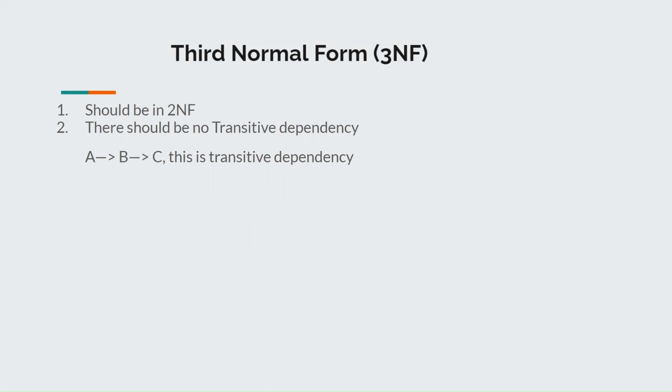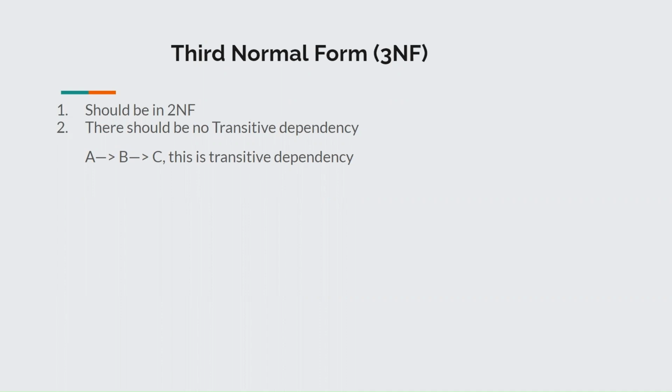Here you can see that I have used an example of A to B to C. A, which is the prime attribute, drives B, and B is a non-prime attribute, which is driving C, which is again a non-prime attribute. This is transitive dependency.